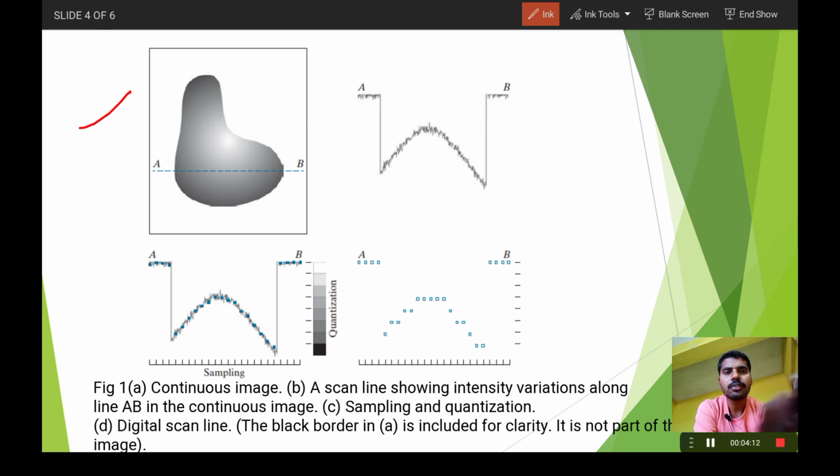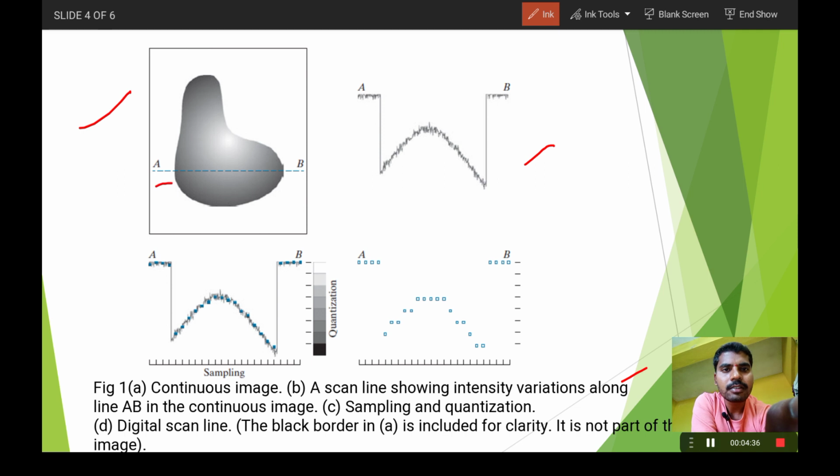A to B is a scanning line showing the intensity variations along the line A comma B. At the same time, this is the corresponding value shown by the corresponding information. B is a scan line showing intensity. That means whenever this scan line shows the corresponding values, the corresponding intensity values can be represented in this graph. So let us observe this one.